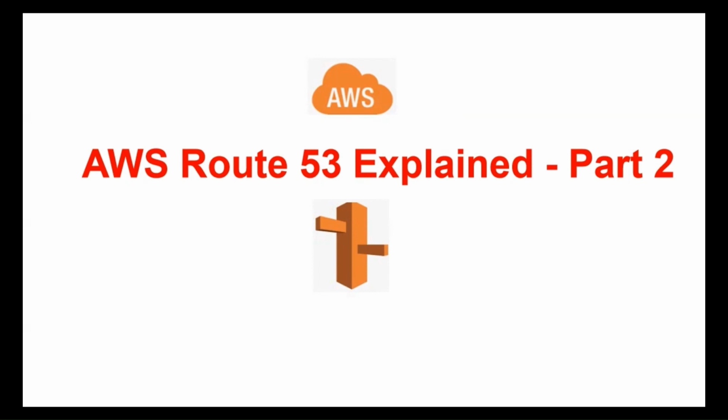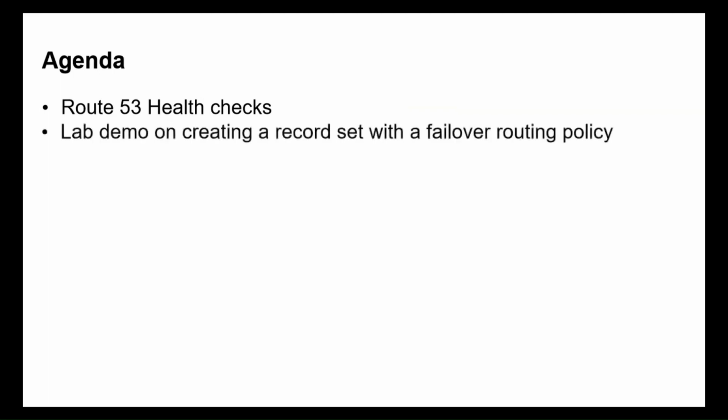In this video, which is a continuation of part 1, I'm going to talk about the health checks feature within Route 53. So the main agenda is going to be to discuss the Route 53 health checks. How can you do the health checks of the EC2 instances using the Route 53 service? And we will also have a lab demo on how to create a record set with a failover routing policy.